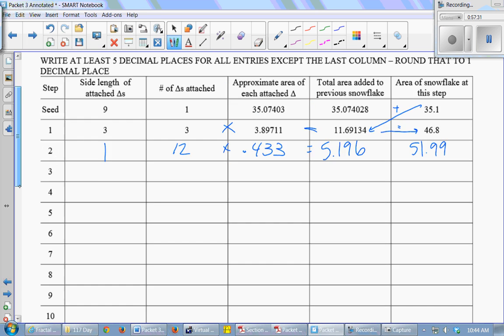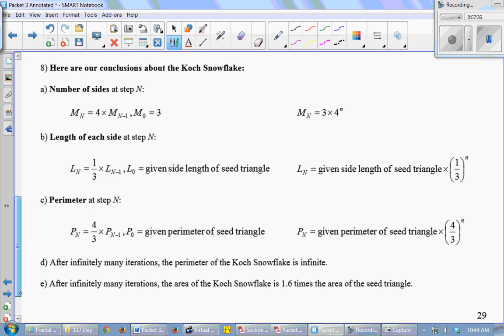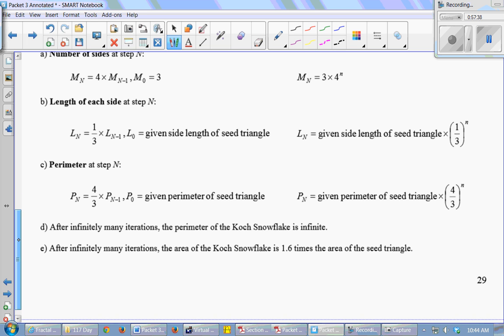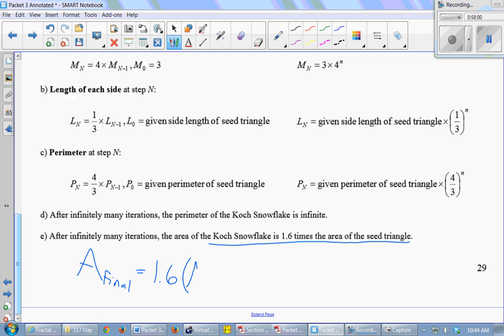So my big conclusion here about the Koch snowflake's area is that after infinite iterations, its area is just 1.6 times the area of the seed. So despite the fact that we can never finish drawing it, we know that the final area is 1.6 times the area of the seed.